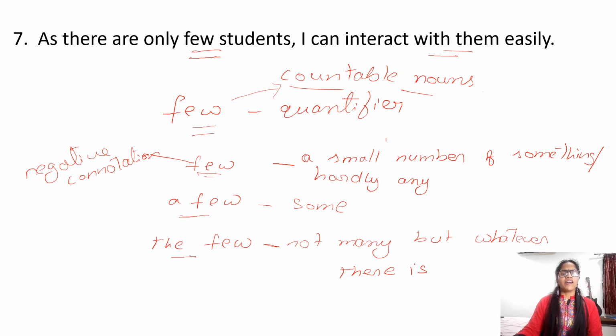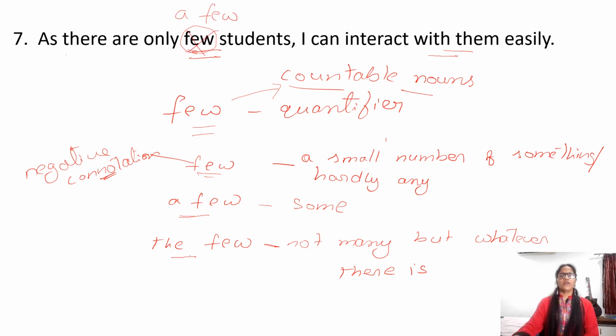Now here, as there are only few students, it is used in a negative connotation, right? It means there are no students. If there are no students, how can I interact with them? So there has to be some students, then only I can interact with them. So here in place of few, we need a few.